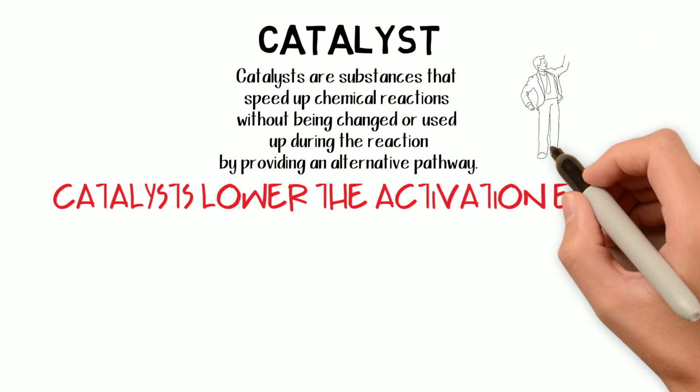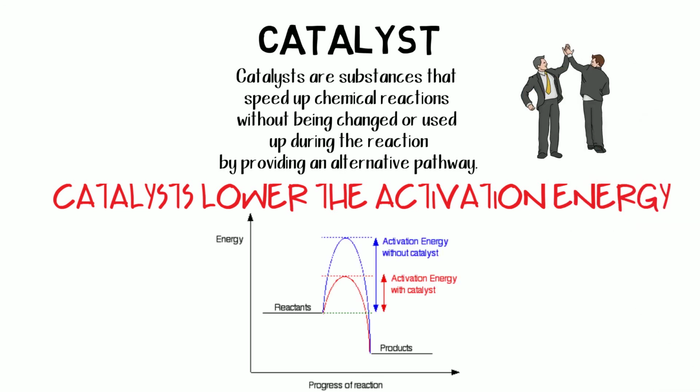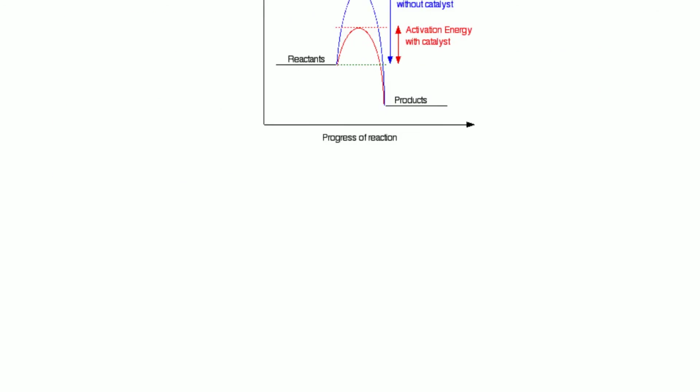So if we think back to the collision theory, then the two people can just high five instead of actually shaking hands. As you can see here in the graph, the red path is the path with the catalyst. It has lower activation energy, making it easier to react.